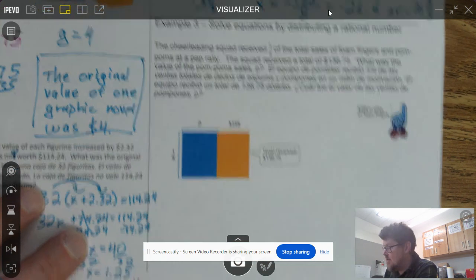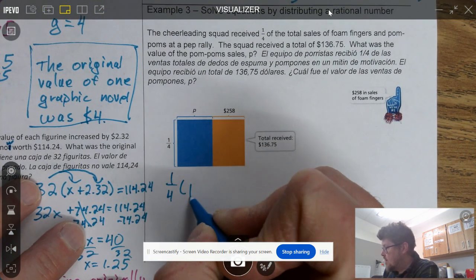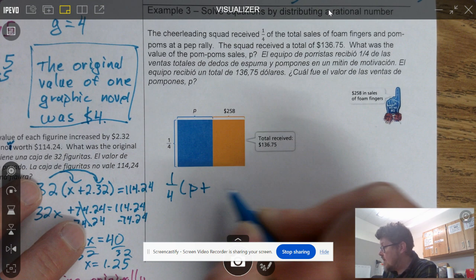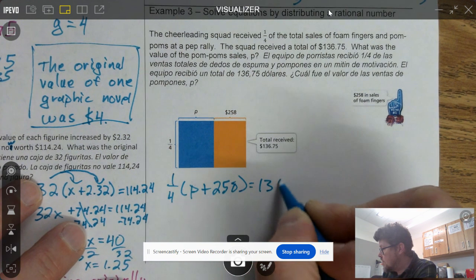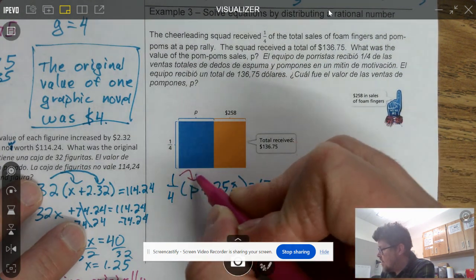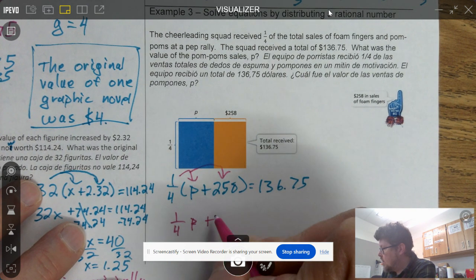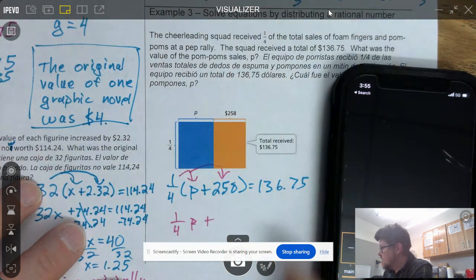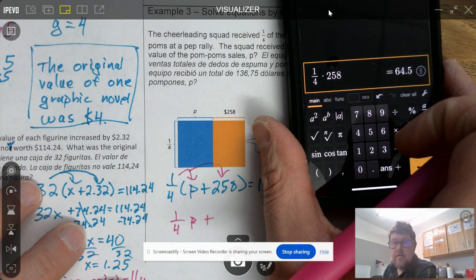So we've already got the area model set up. So I can take this 1/4, and I can multiply by that P plus 258 and set it equal to the total sales of 136.75. I'm going to distribute this P here. Okay. It becomes 1/4 P plus 1/4 of 258, which I'm just going to use a calculator for. I can say 1/4 times 258 gets us to 64.50.